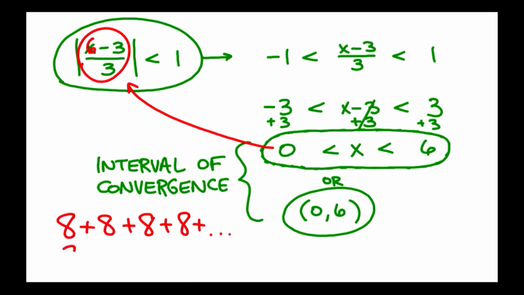Same thing if r was negative 1. 8 plus negative 8 plus positive 8 plus negative 8. That's going to oscillate back and forth between 8 and 0. Right? So you're not actually heading towards 0. You're bouncing back and forth. In both of those cases, the nth term test says simply divergence. So once again, geometric, if I ask for an interval of convergence, you do not have to test the endpoints. Everything else, all the other regular series, yeah, absolutely.